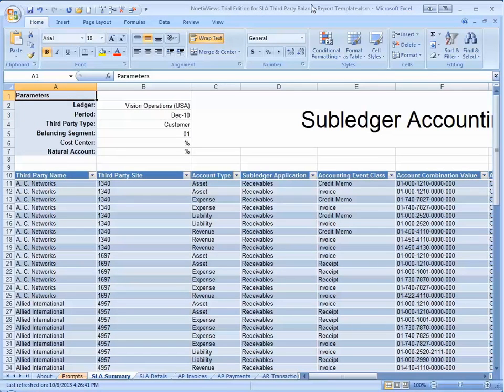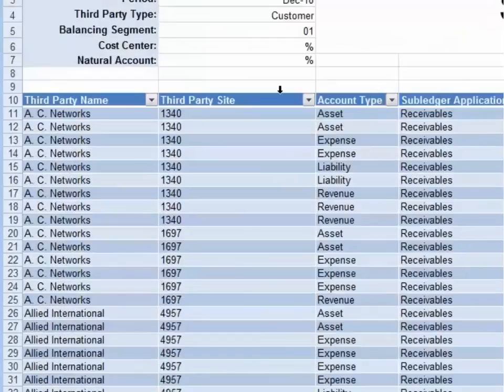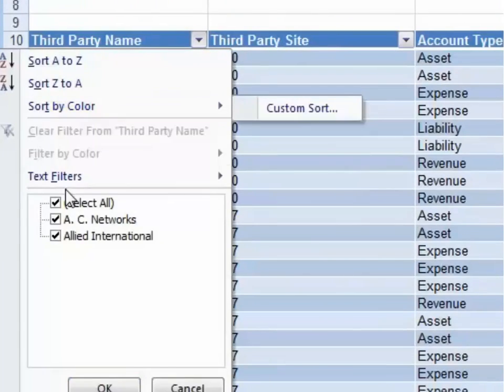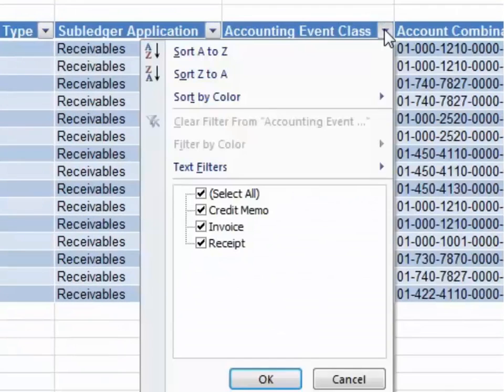This tab displays the SLA debit and credit amounts summarized by third-party name and site, account type, application, event class, and account. It provides a fast, convenient way to view the summarized totals for a supplier or a customer. Let's take a look at one customer. Let's choose AC Networks. And let's take a look at all of their credit memos.